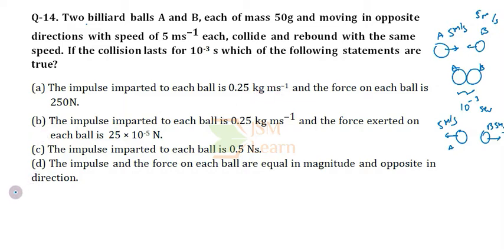So first, let us convert the masses of both the balls into the SI unit, that is in kg. They have given that it is 50 grams. So when I convert it into the SI unit, I get 50 into 10 to the power minus 3 kg.